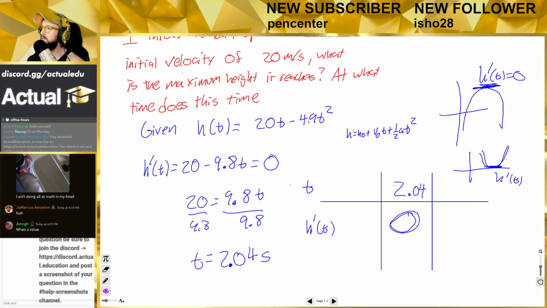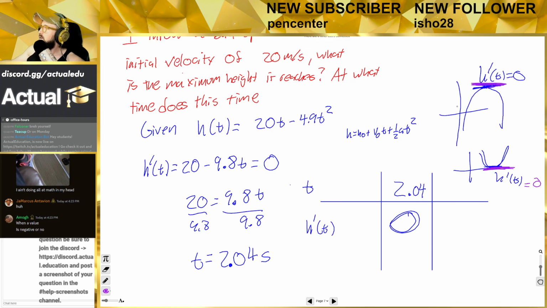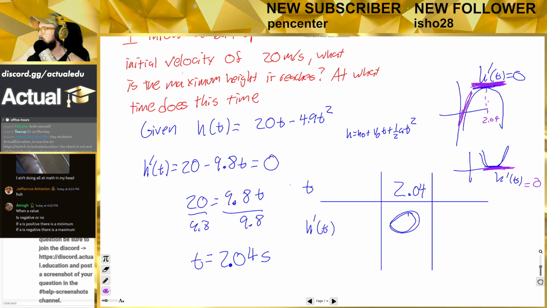Let's remember what the derivative does. The derivative tells me what the slope is. So if something is a maximum, what is the slope going to be before this point, this 2.04? It's 0 at 2.04, but if it's a maximum, what should the slope be here? Positive or negative? Positive, because we're going up. If it's positive, it's a maximum.